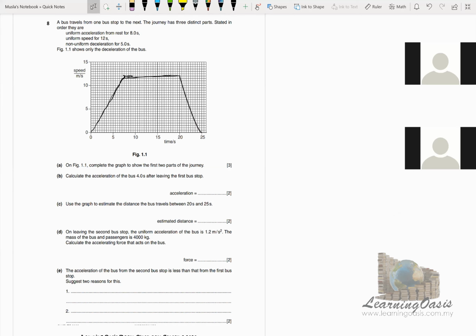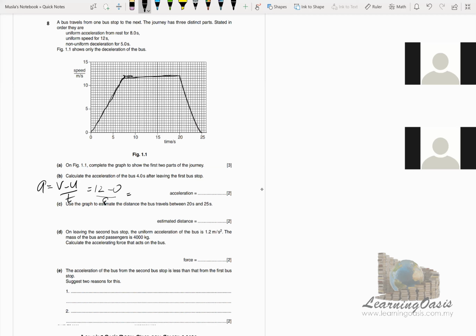Balkis, what's your answer? Nina, what's your answer? What's your V? V is 10, 11, 12, right? 12 minus 0 over 8. How much is that? 12 over 8? 1.6, right? 1.5, teacher. 1.5.